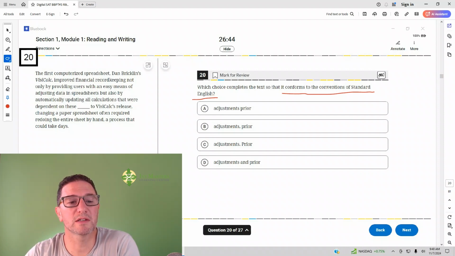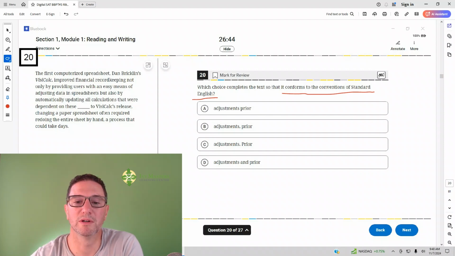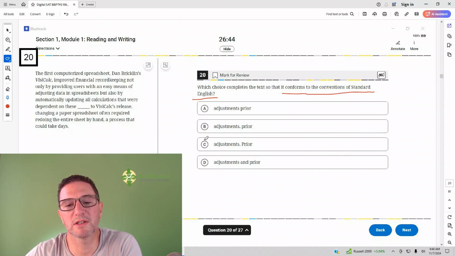Prior to VisiCalc's release, changing a paper spreadsheet often required redoing the entire sheet by hand, a process that could take days. Could that be its own sentence? Yes, it can. The subject is actually changing, and the verb is required, and that also is a complete thought. So, if you've got two independent clauses, it's going to be answer choice C.